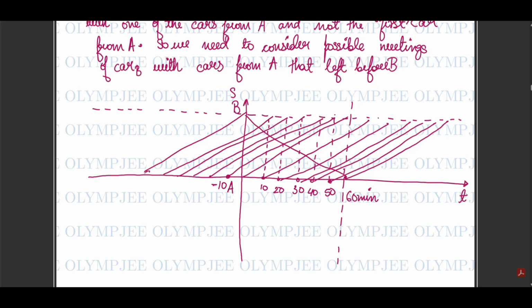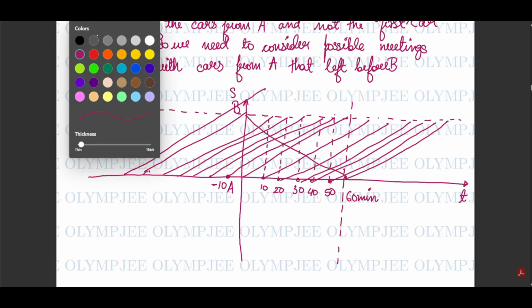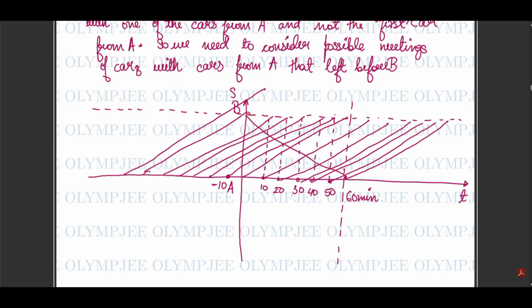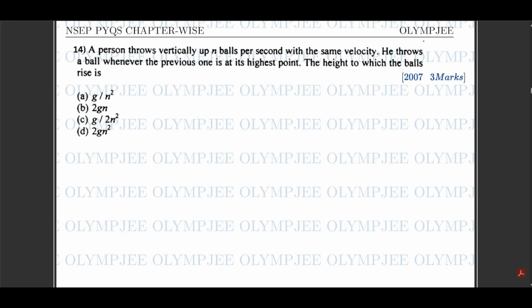and the car leaving 70 minutes before B cannot meet car from B because you can see the graph is not intersecting. So let us now count the number of intersections. 1, 2, 3, 5, 8, 10, 12, 13. Answer is 13. So question 14 says a person throws vertically up n balls per second with the same velocity.